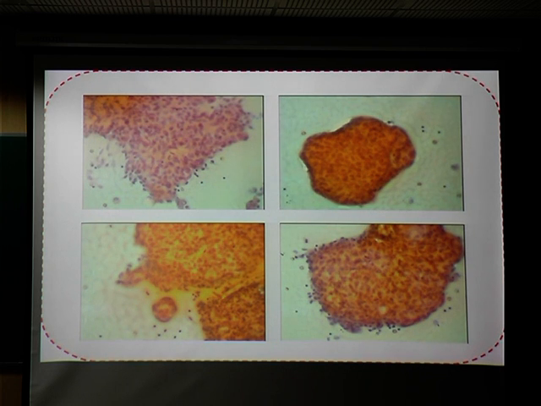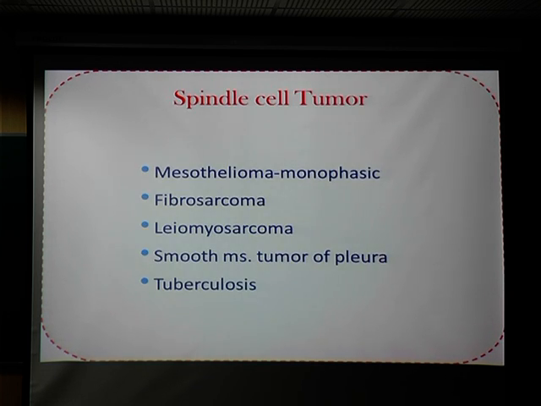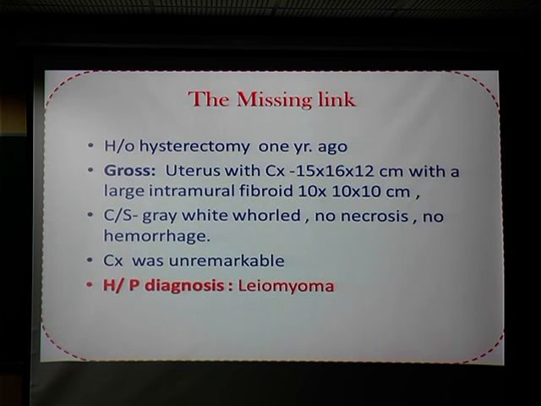There was also a doubt whether these are epithelioid granulomas, because that's the commonest condition in our country. So our cytologic impression was spindle and epithelioid tumor, query primary, query metastatic. Now if you are convinced that this is a spindle cell tumor, it could be a mesothelioma, monophasic or the fibroblastic variant, it could be a fibrosarcoma, it could be a smooth muscle tumor of the pleura, anything, and of course tuberculosis was still lingering in our mind.